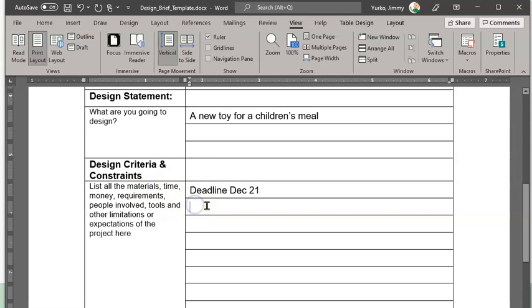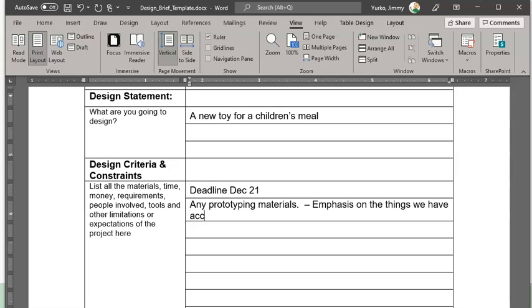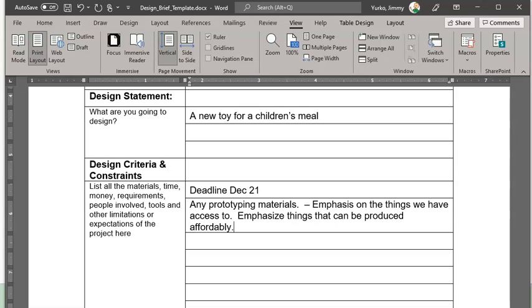Materials. Well, let's see. We're building a prototype, so we can use any prototyping materials. We don't really have any limitations on that, but we do want to have an emphasis on the things that we have access to, and also we need to consider, emphasize things that can be produced affordably. And are appropriate in a restaurant. Okay, we're going to stick with affordable.